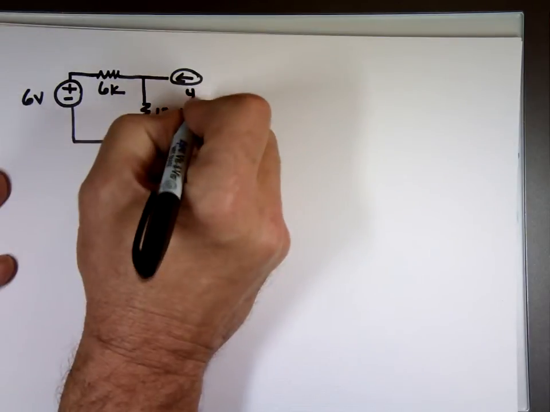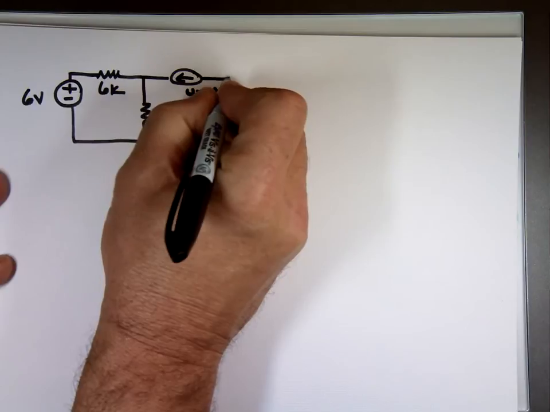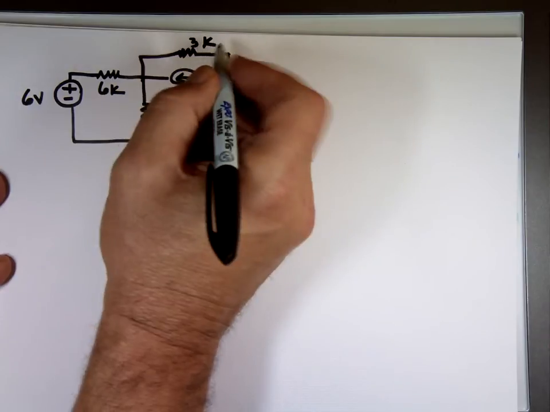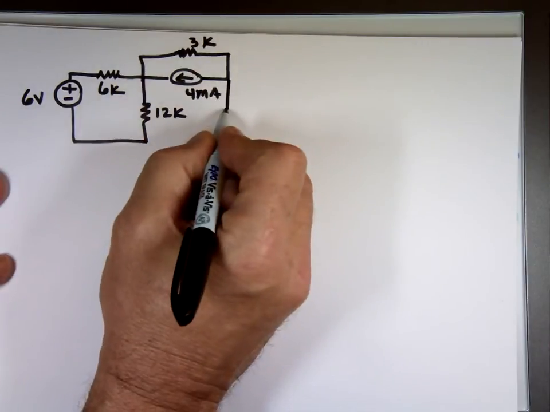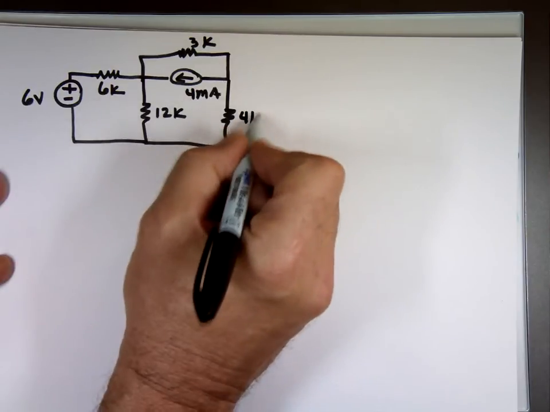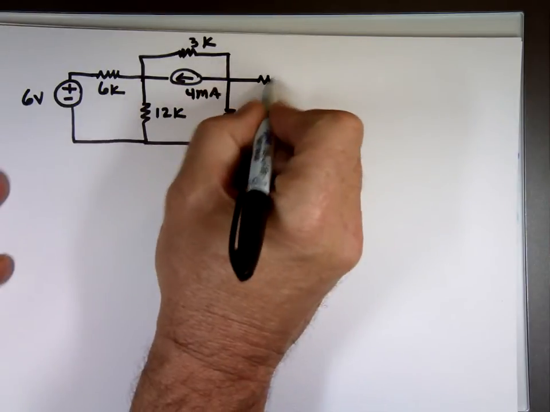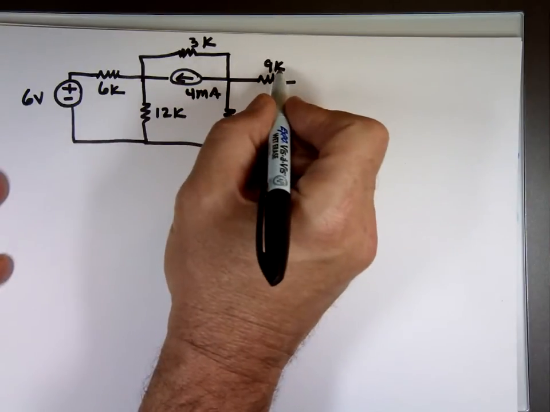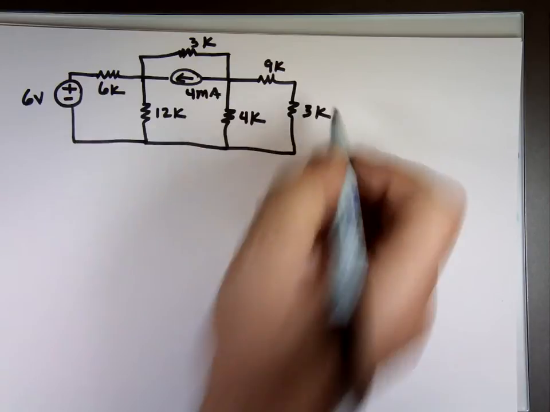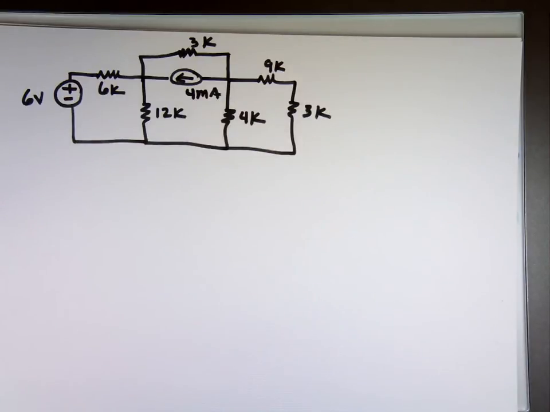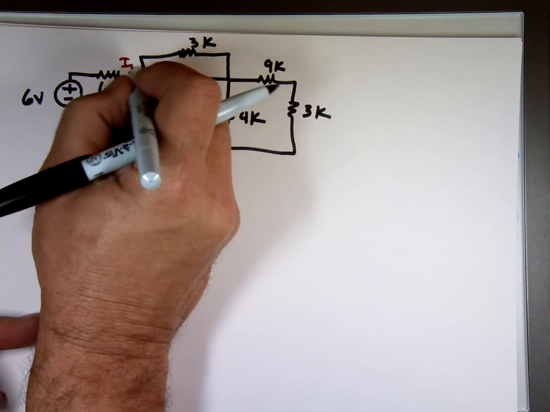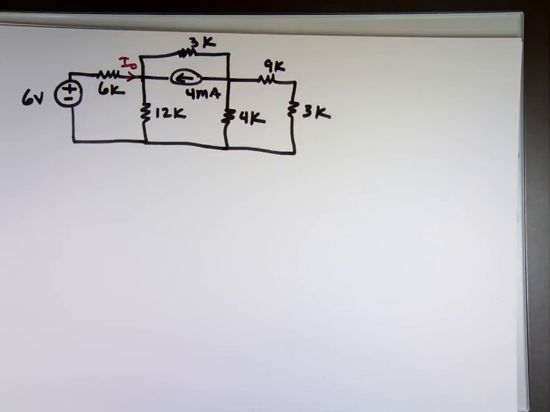This is 4 milliamps. 3K. 4K. And I had a 9 here and a 3K. And the question for that was, what is I sub O? That's the current going there.